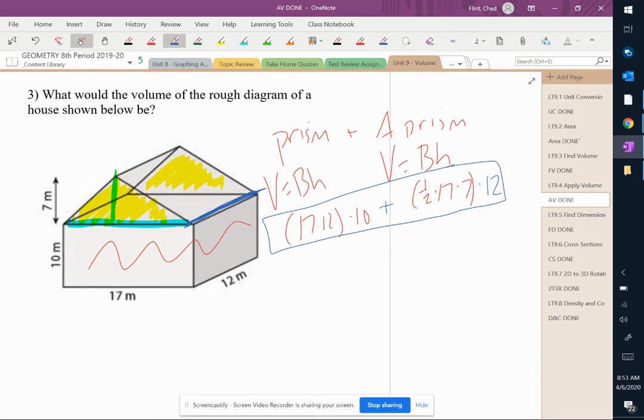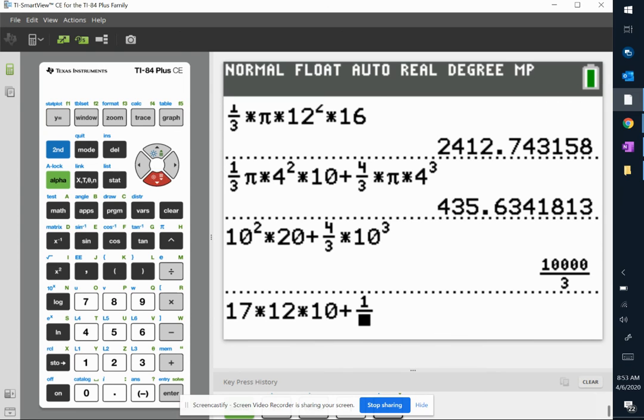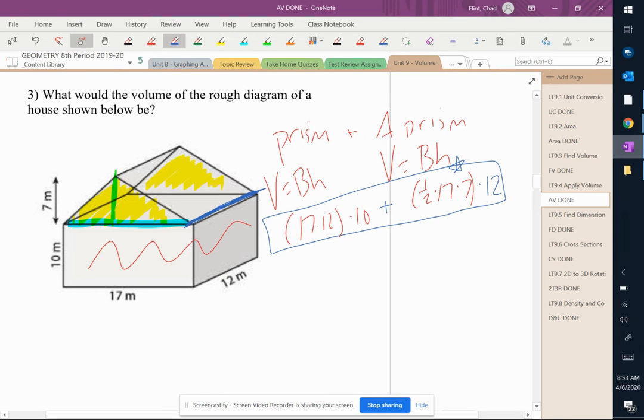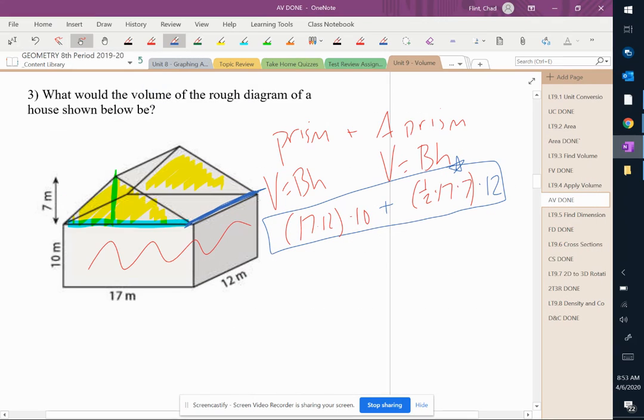So I'm going to add these two together. That's going to be the whole volume of that house. And this second part is the part that's going to cause the problem. So we have to be willing to take some time and think about these, because we get the formulas. So our job to solve the problem is going to be to make sure that the stuff is going in the right place and we're applying it the right way. So 17 times 12 times 10 plus 1/2 times 17 times 7 times 12 gives me a 2754 volume for that.